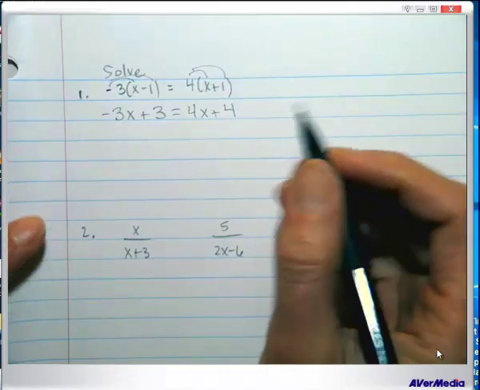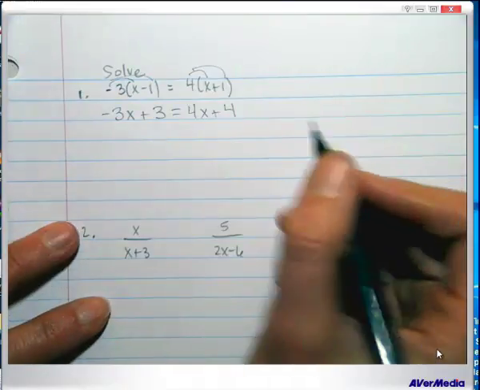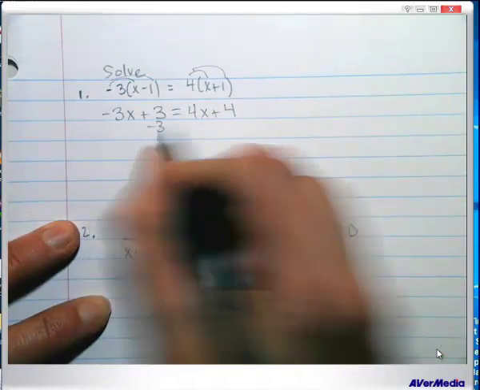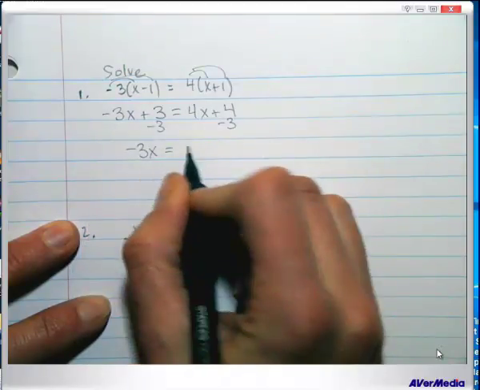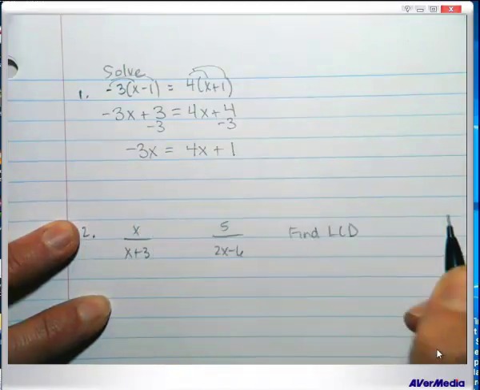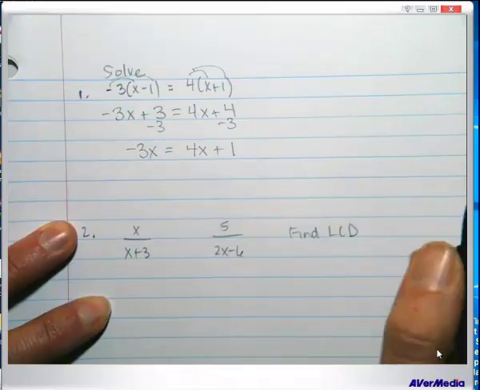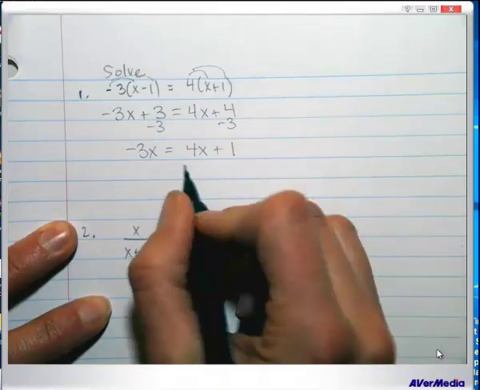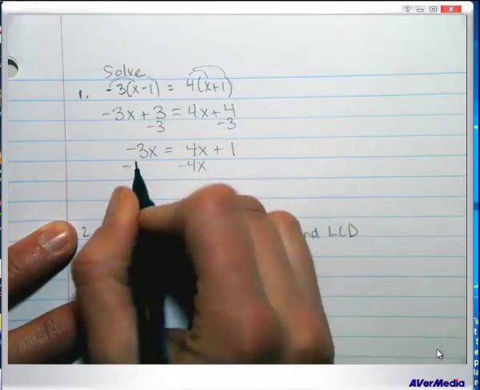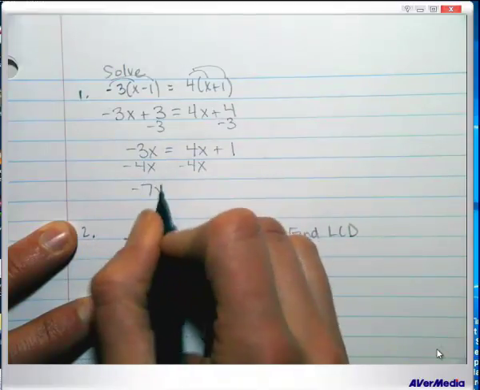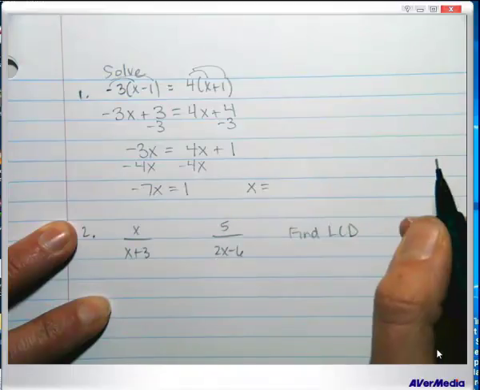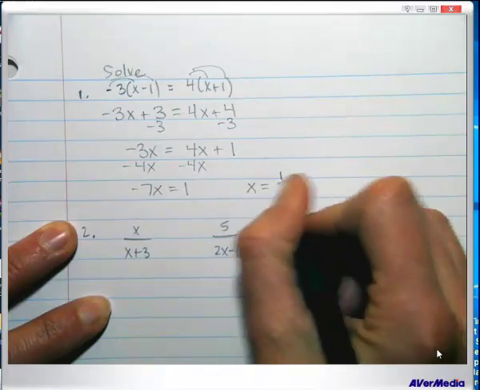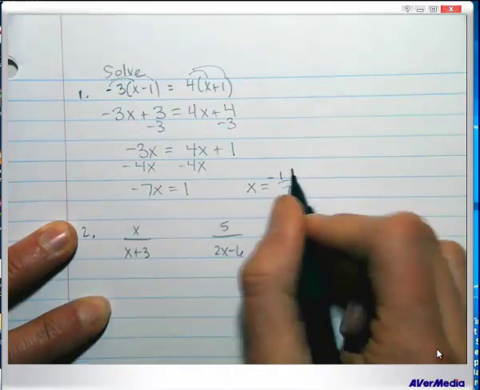And then, Jenna, what did you do from there? Subtracted this constant 3, that one. Okay, so you had -3x equals 4x plus 1. And then what did you do? So -7x equals 1, and then what did you end up with x equaling? 1/7, but don't forget about the negative, so -1/7.